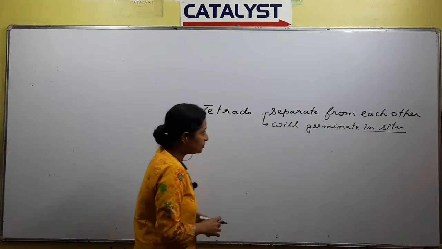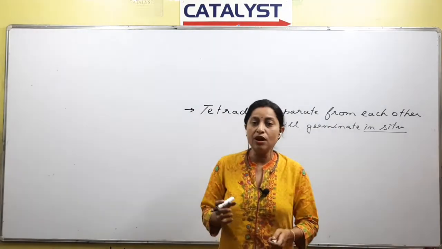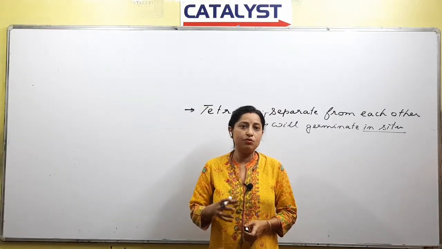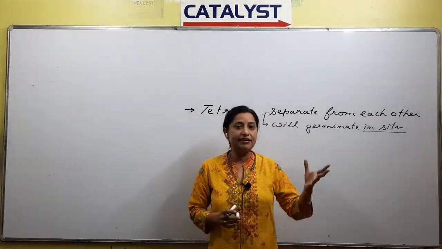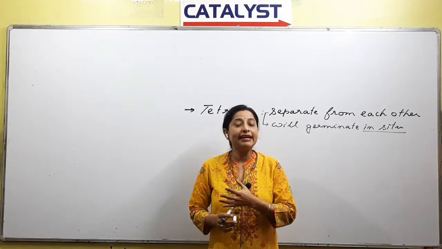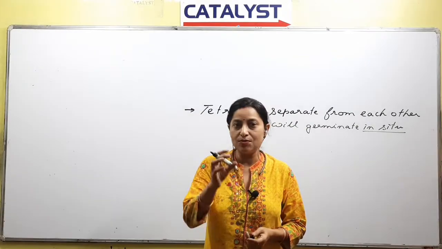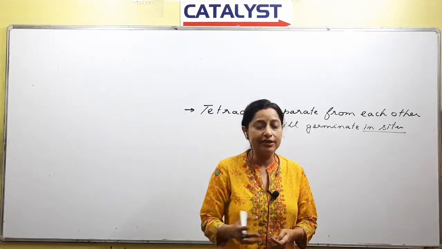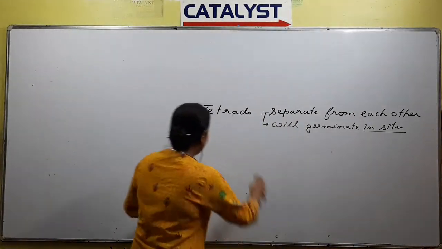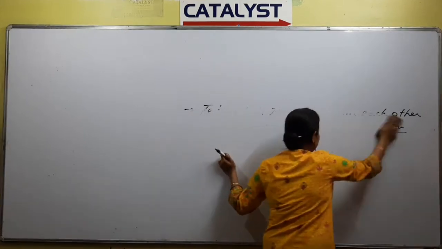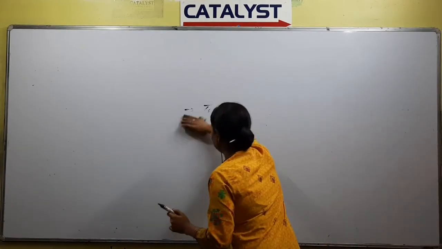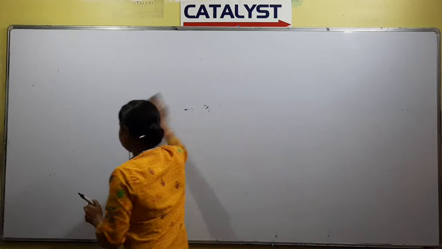Next, when we are talking about these pollen grains, before going to the development of the pollen grain, how a microspore develops and then forms the male gamete, we will first discuss some points regarding pollen grains that we need to know. So we'll be discussing the points first and then we'll go for the development of the male gametophyte. So what are the points?